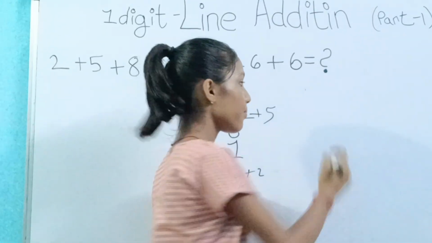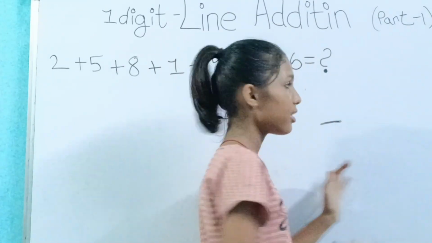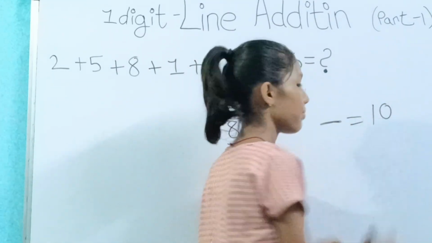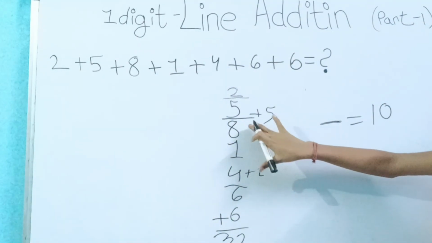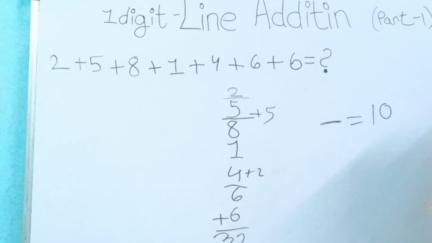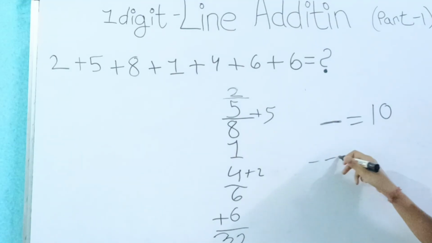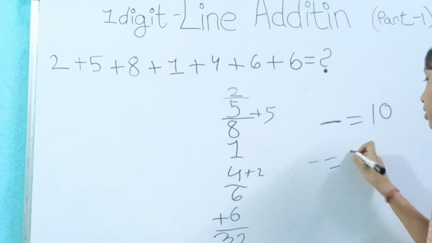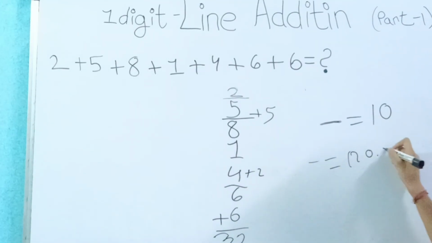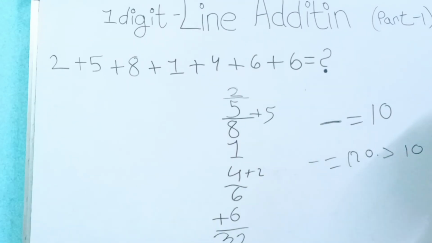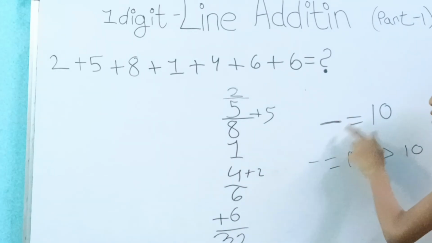I would like to say this, that this dash, what does it mean? It means 10. Exactly 10 or above 10. If here you check, this dash is equal to 15. It's bigger than 10 by 5. So this dash is also used to represent numbers greater than 10. This dash also represents 10.